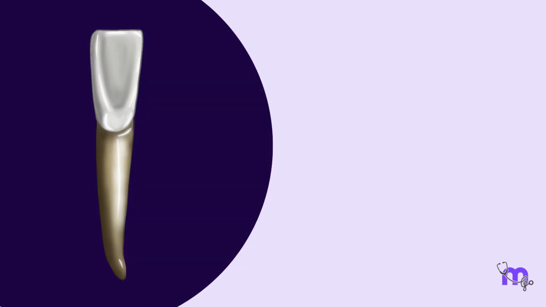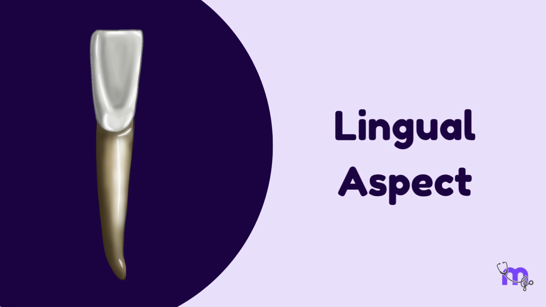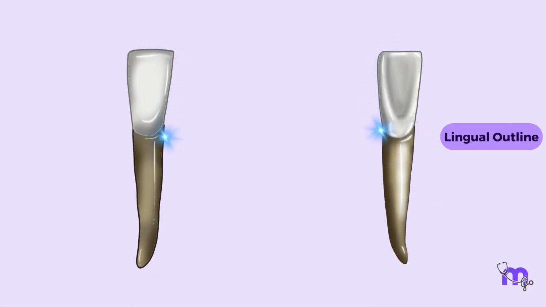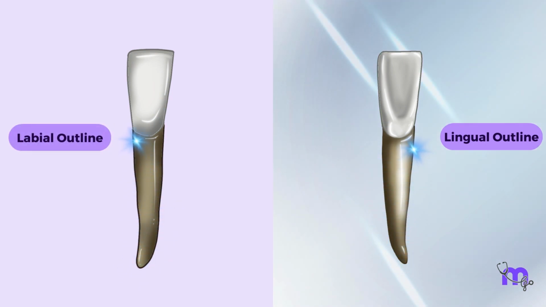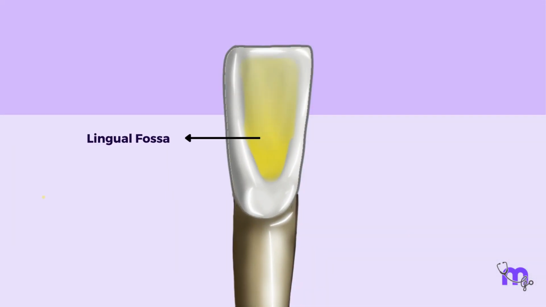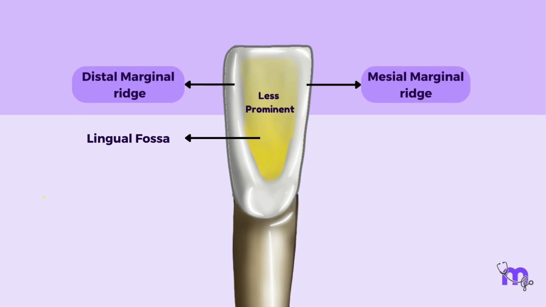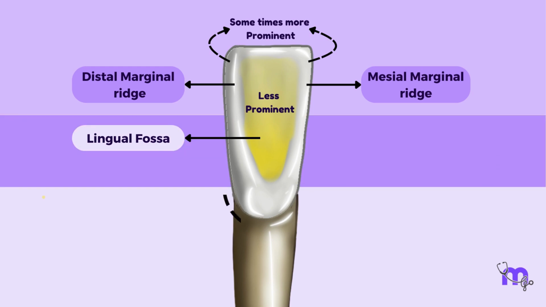Let's now turn the tooth to view from the lingual aspect. The lingual outline is the mirror image of the labial outline. The lingual surface is smooth. The lingual fossa is inconspicuous with less prominent mesial and distal marginal ridges. But in some cases, the marginal ridges become more prominent at the incisal third, thus making the concavity more distinct. The cervical third is marked with slight convexity by the cingulum.